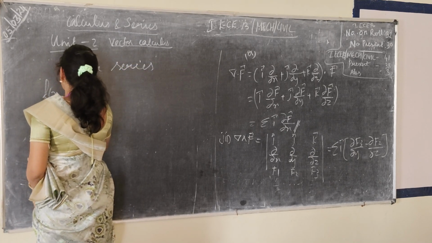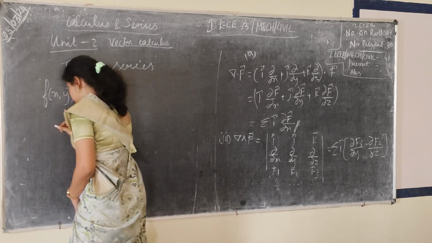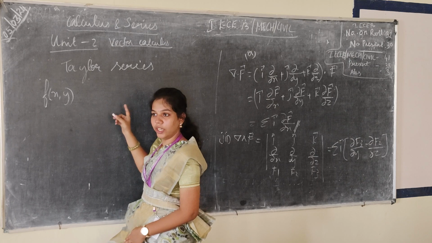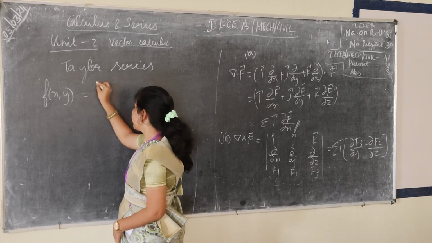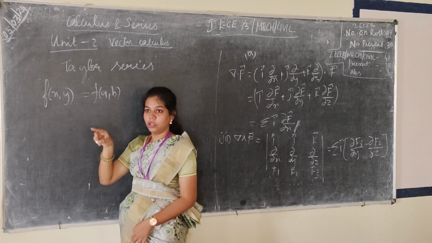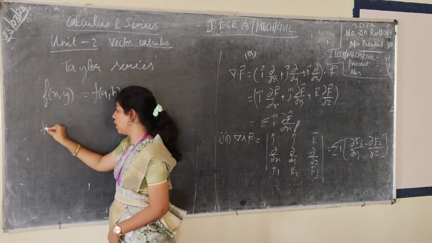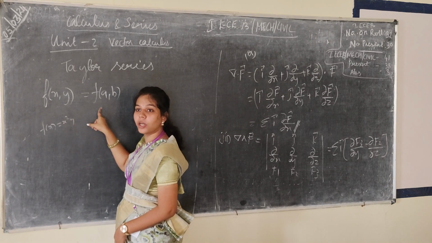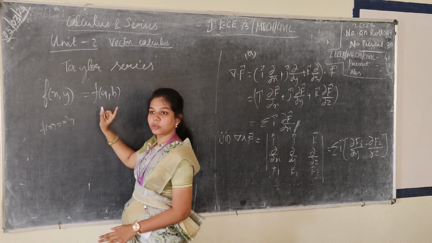Result: f(x, y) is a given function. For that we are going to find the derivatives and things like that. So f of a comma b, where (a, b) is a point. For a given function, for example f(x, y) equals x squared y, the point is (1, 2). Now you will substitute the value here.